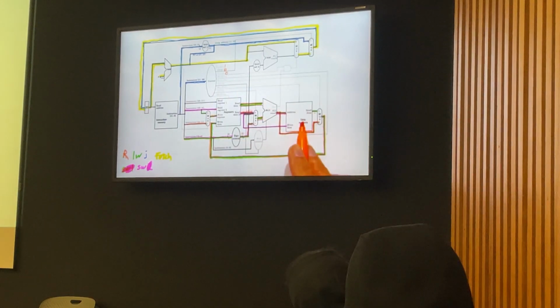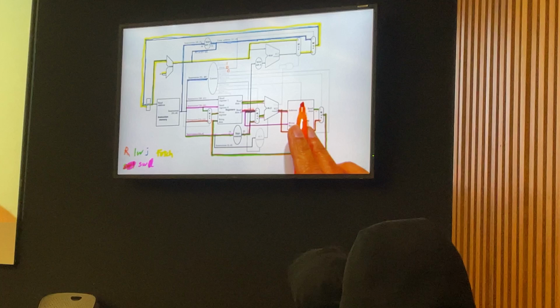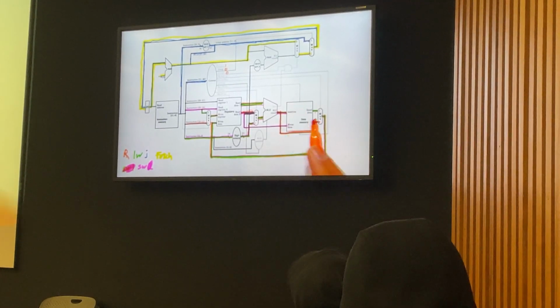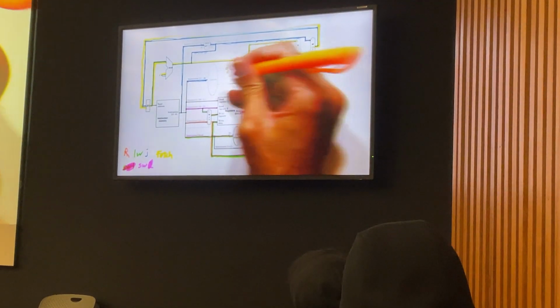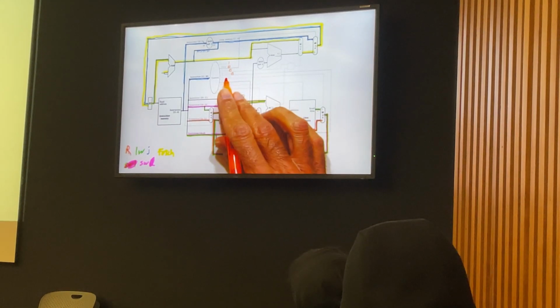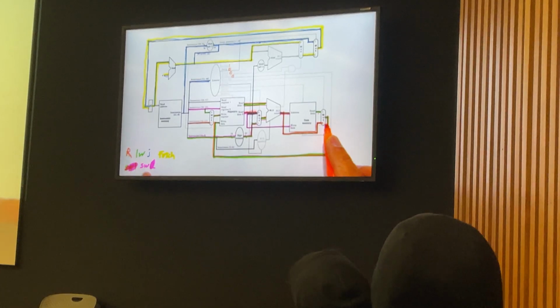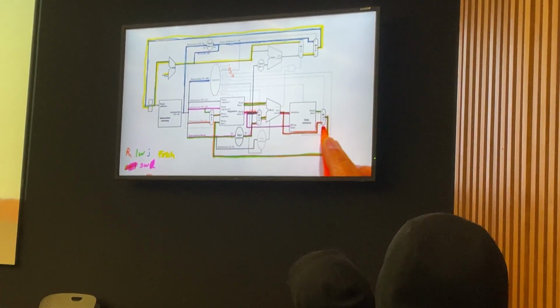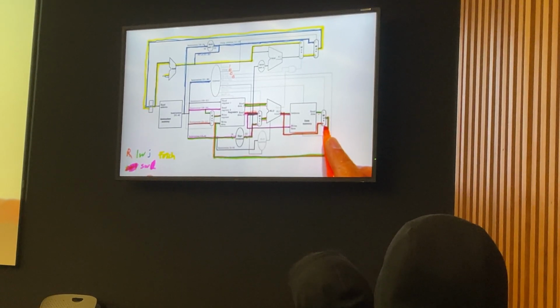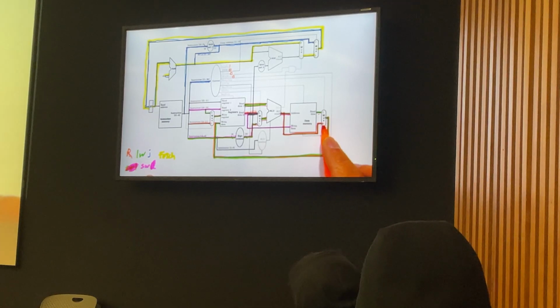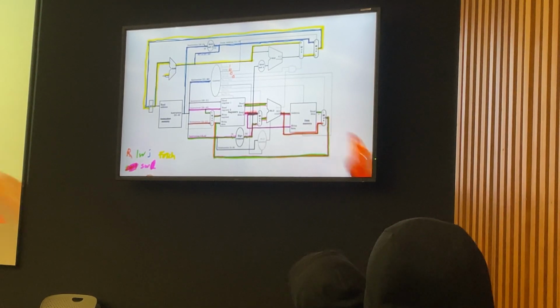Are we doing a memory read for an R-type instruction? No, so that's a 0. Mem to reg, this mux, what is it for an R-type instruction? Is it a 0 or a 1? Actually, it's a 0 because it's an orange. Yeah, you got it right, but some people said 1. So it's a 0.